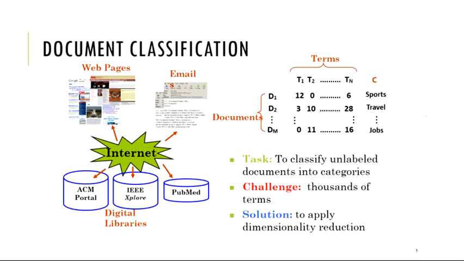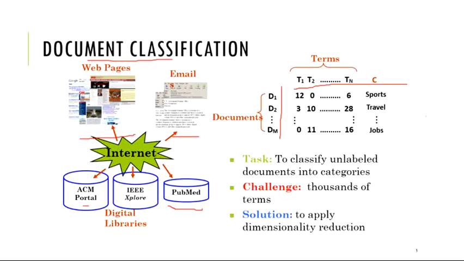Let us look at an example. The problem that we need to solve using machine learning or pattern recognition algorithms is that of document classification. You get the documents from web pages, you get the documents from email. So there are typically different types of documents that you receive. You get them from ACM portal, IEEE, PubMed. All of these have their own formats, their own lengths, their own technical terms that they use inside the document.